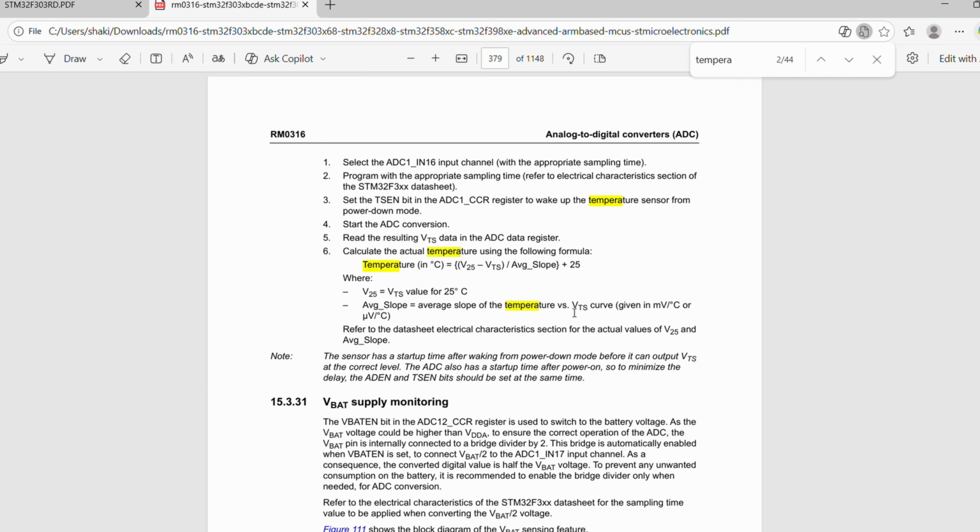Okay, back to this. We have the average slope for the curve itself. Then we put these values in this formula, and we can calculate the existing temperature. Yes, this is very important for this part.